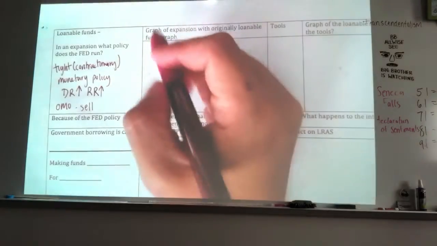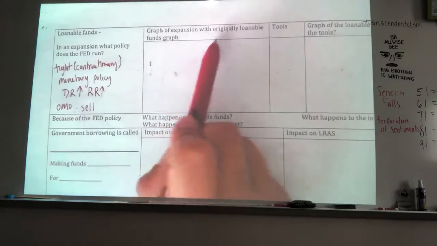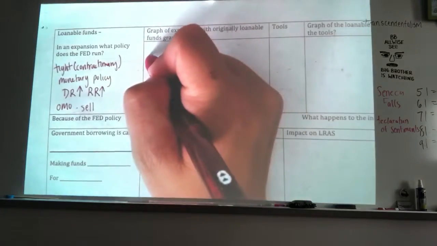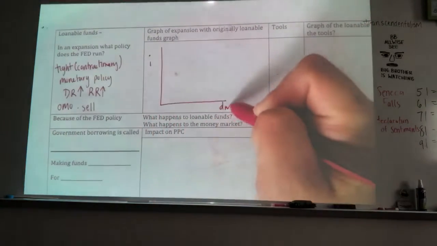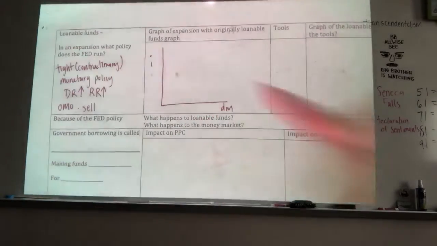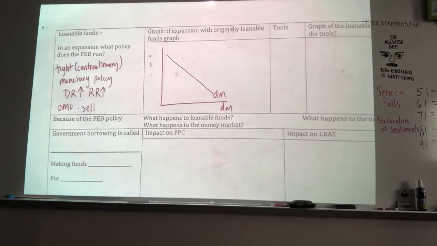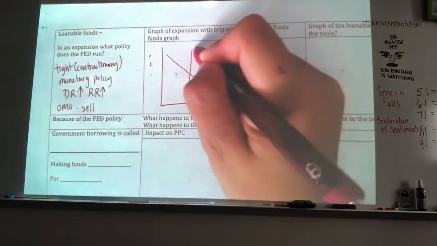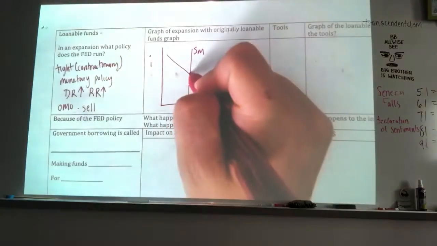Okay, so what we're gonna do is graph the expansion with the original loanable funds graph. So here it is, and here's the demand for money. Do y'all remember how my money supply curve looks? It's a straight line. Why is my money curve a straight line? There's only so much at a time. It's constant, right? So here's my original interest rate.